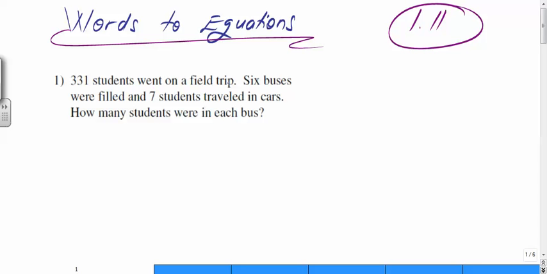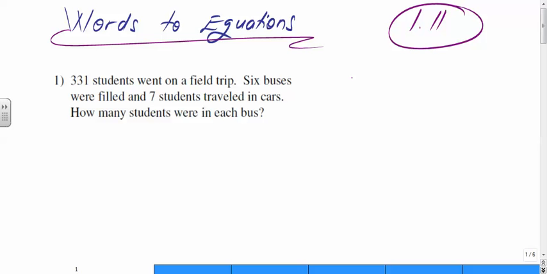331 students went on a field trip. 6 buses were filled and 7 students traveled in cars. How many students were in each bus? You have to write an equation to solve this problem first, and then solve the equation.